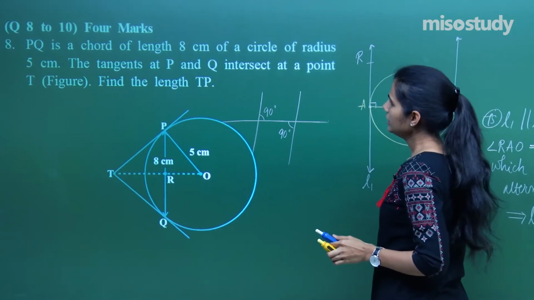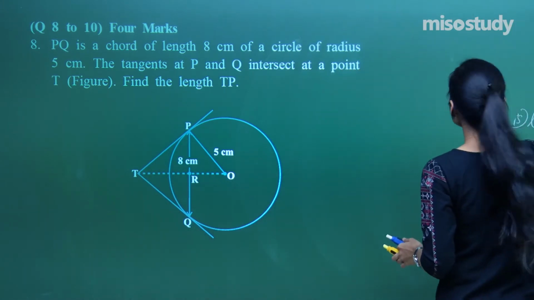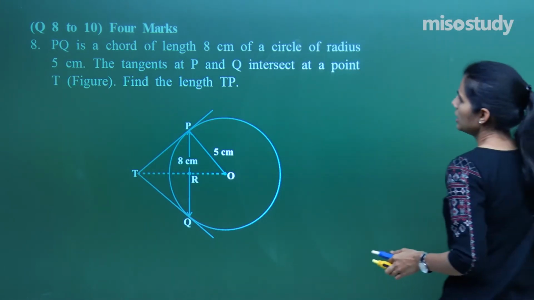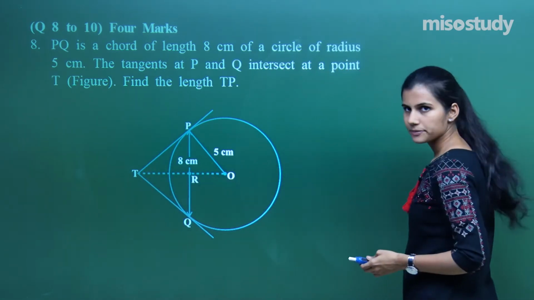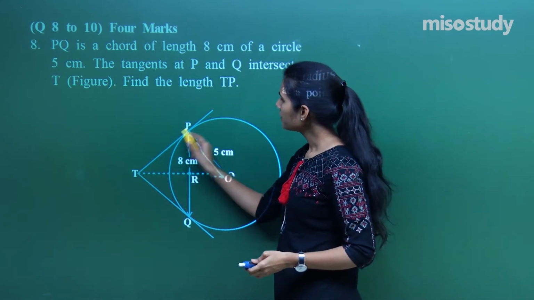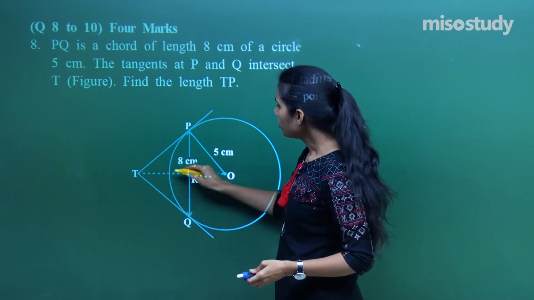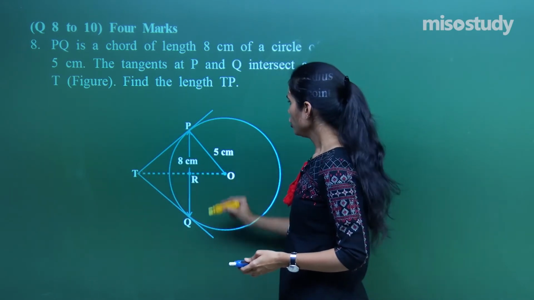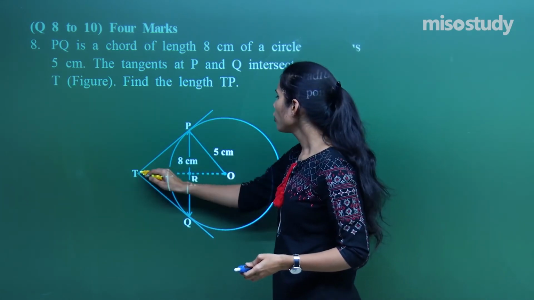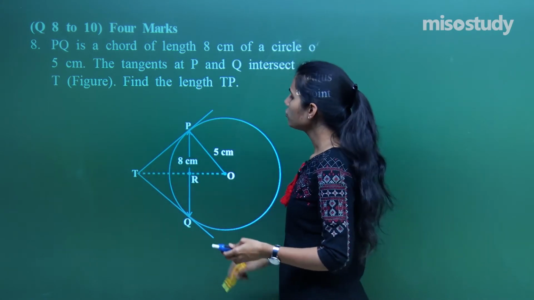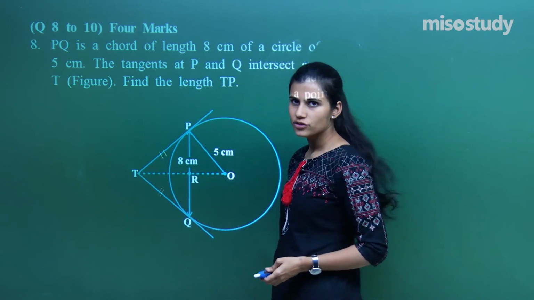Next question says that PQ is a chord of length 8 centimeters of a circle of radius 5 centimeters. The tangents at P and Q intersect at a point T. Find the length TP. Before we talk about the length of the segment TP, focus upon the 2 triangles PRT and QRT. If you focus upon angle RTP and RTQ, you know that TP is the same as TQ because from an external point, when you draw 2 tangents, they are equal in length.